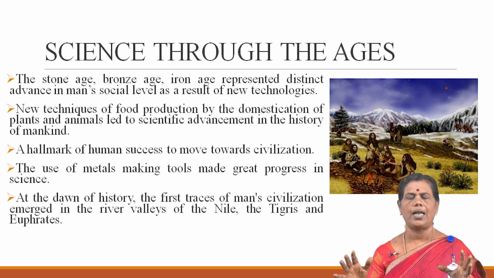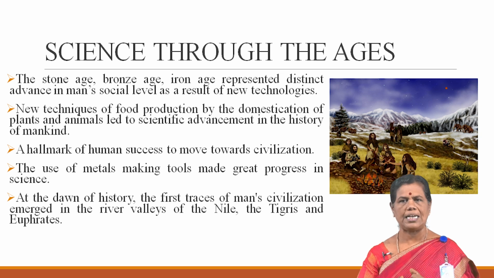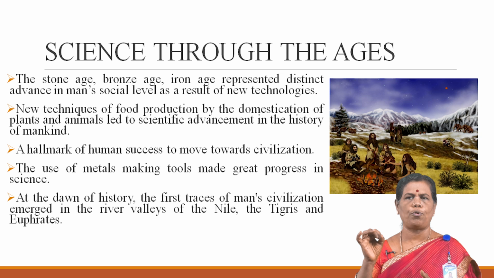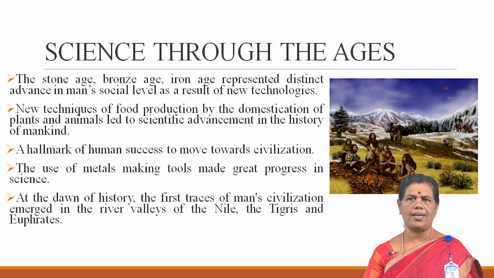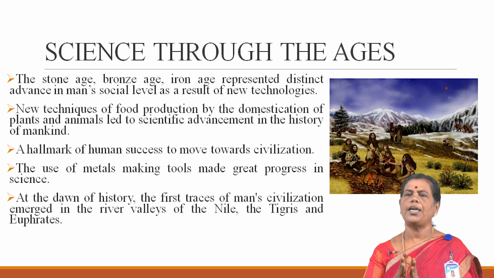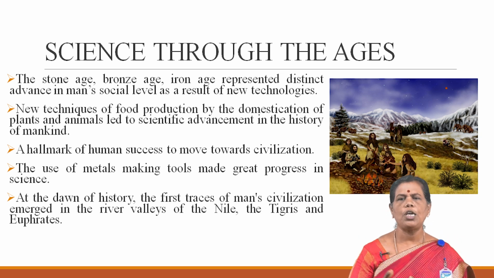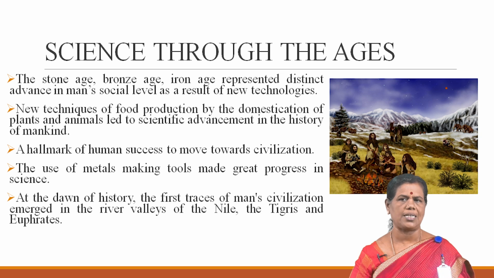In that period, he tried to establish a settled life, and then he came to know about the tools of production, domestication of plants, the discovery of fire, and the discovery of the wheel. These are all the things in human civilization that are the hallmark of human success. And the use of metals. They also came to know about the use of metals. Making tools made great progress in science.